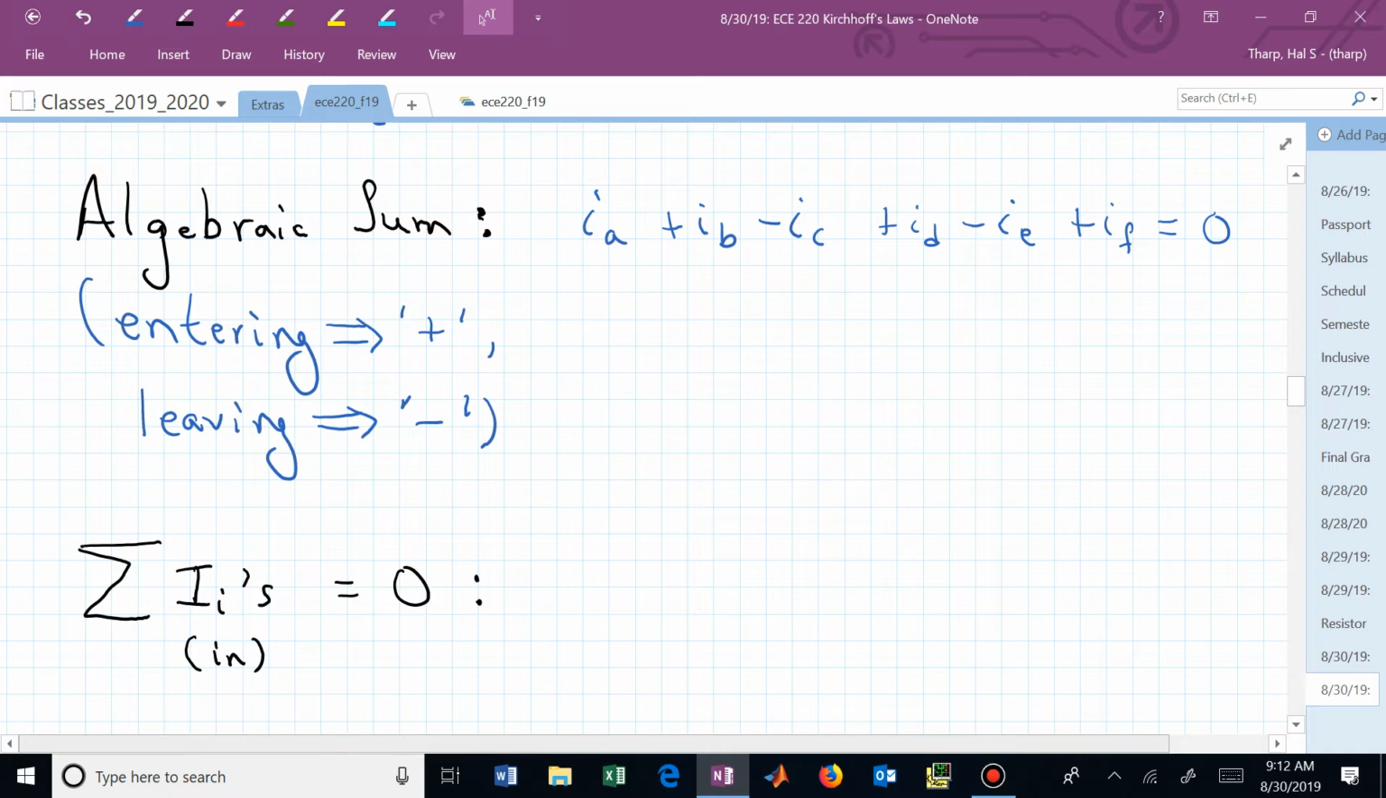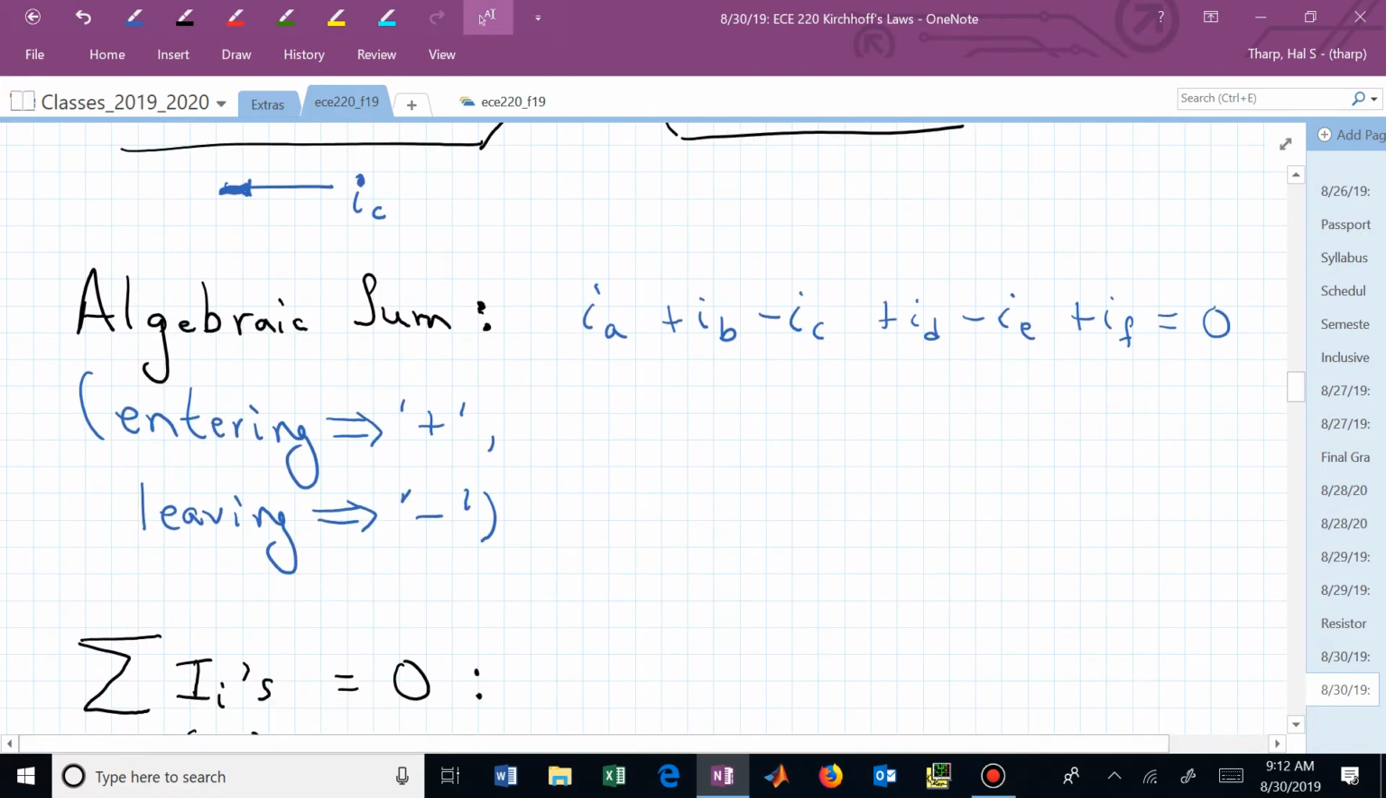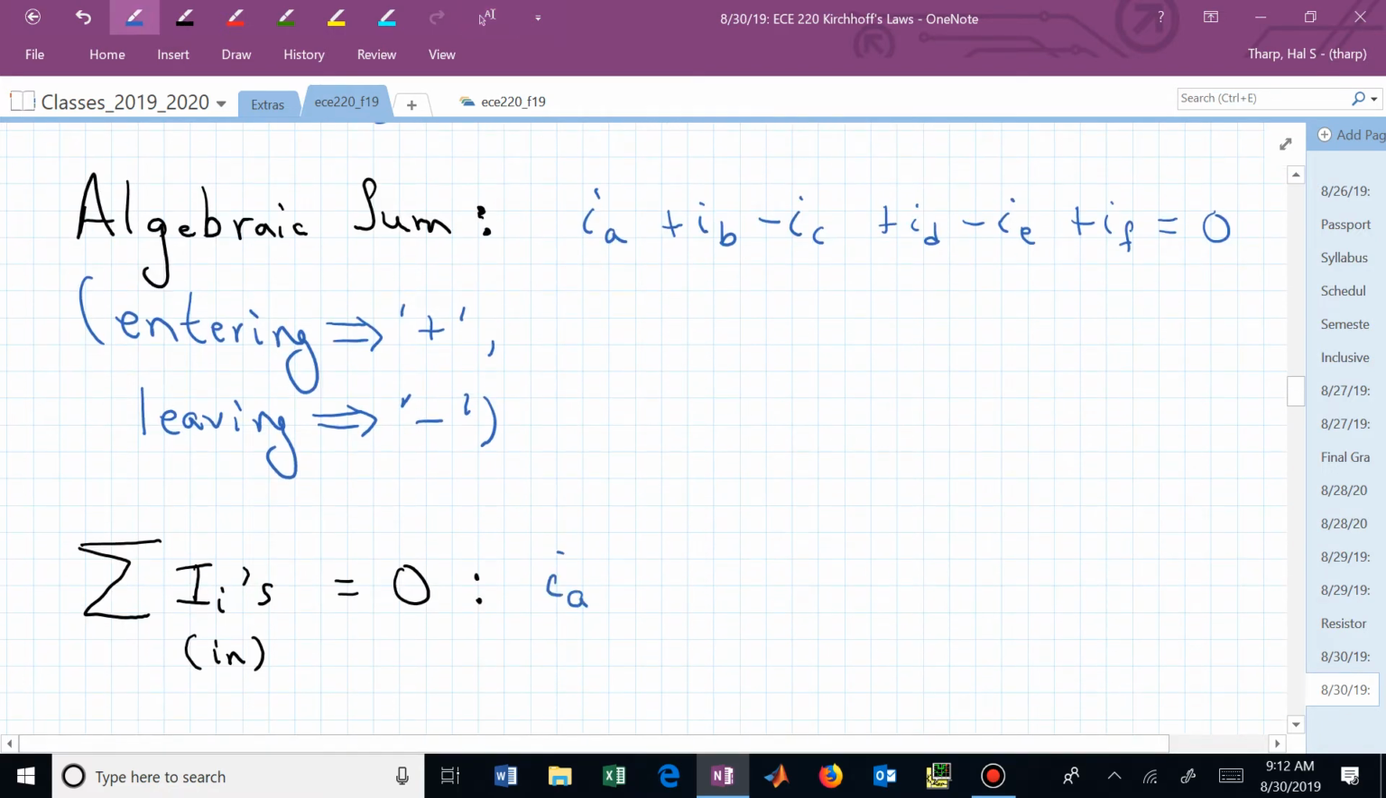In this particular case, all of the currents going in, we have I sub A, I sub B, minus I sub C. That's minus I sub C coming in. I sub D, minus I sub E, I sub F. Is that clear? So we're really just rewriting the last expression.